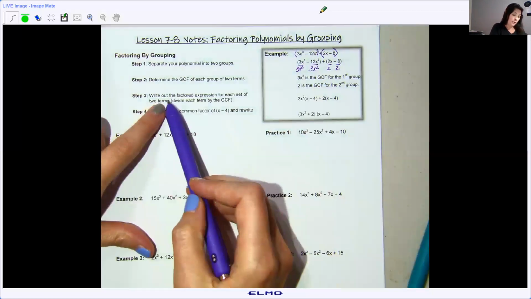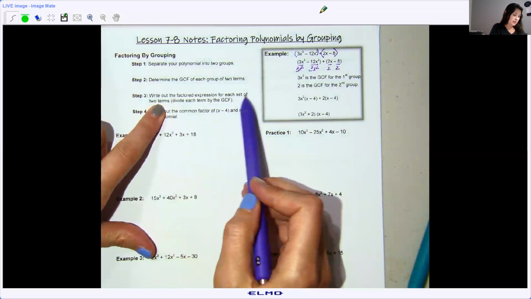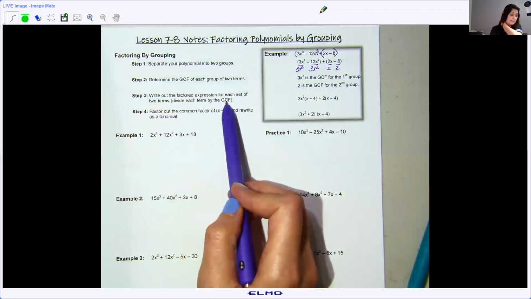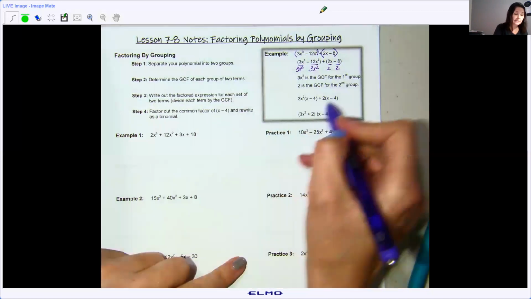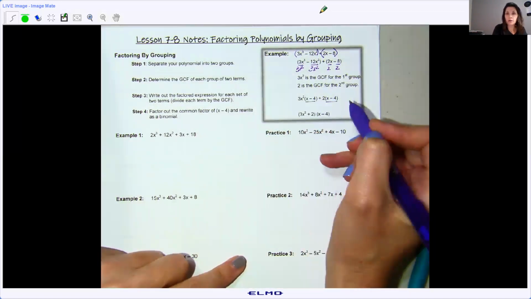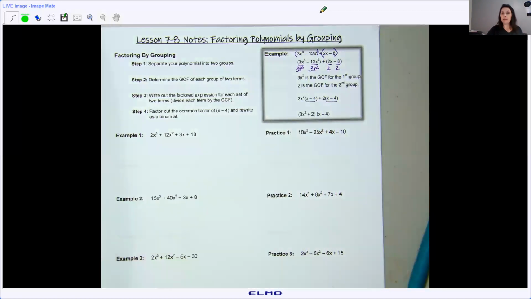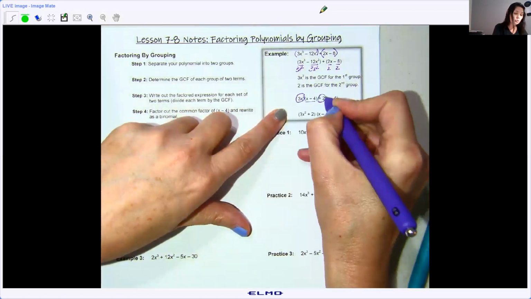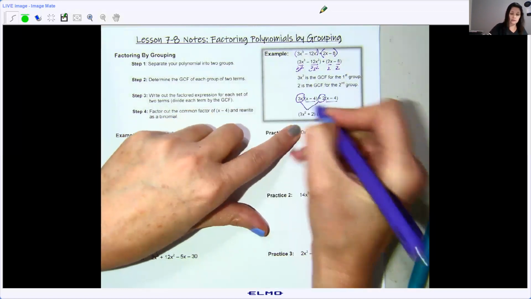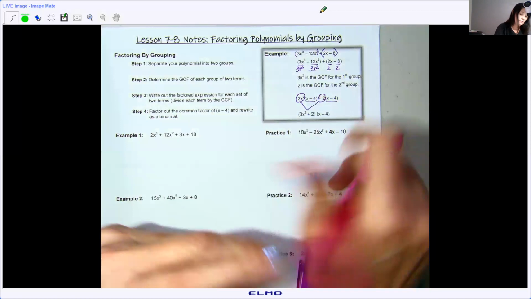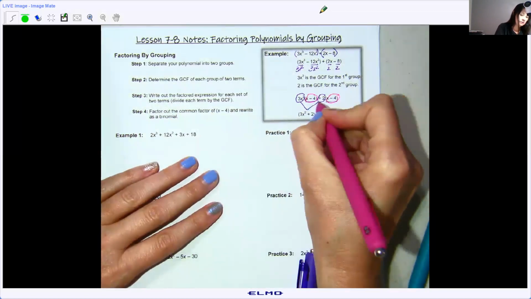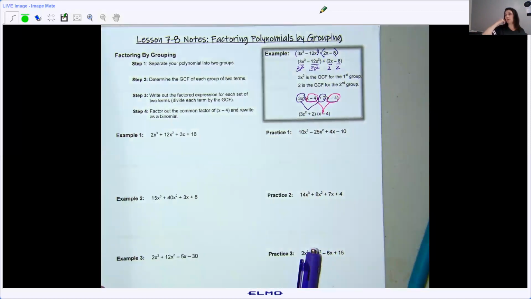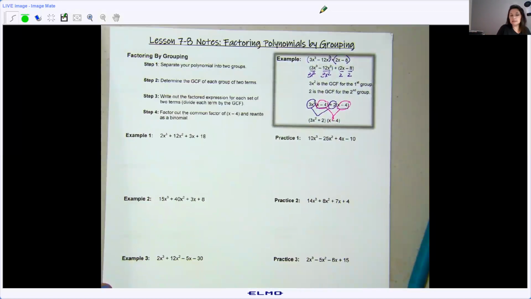Well, our next step is to write out the factored expression for each set of 2 terms and divide each term by the GCF. We did that. And then factor out the common factor. In this case, it's x minus 4. So x minus 4 can be simplified to one set of parentheses, and then your 3x to the second power plus 2 goes to the second one. And then these 2 right here combine to go to that second one, okay? All right, so let's work this out and see what that looks like on our notes, okay?